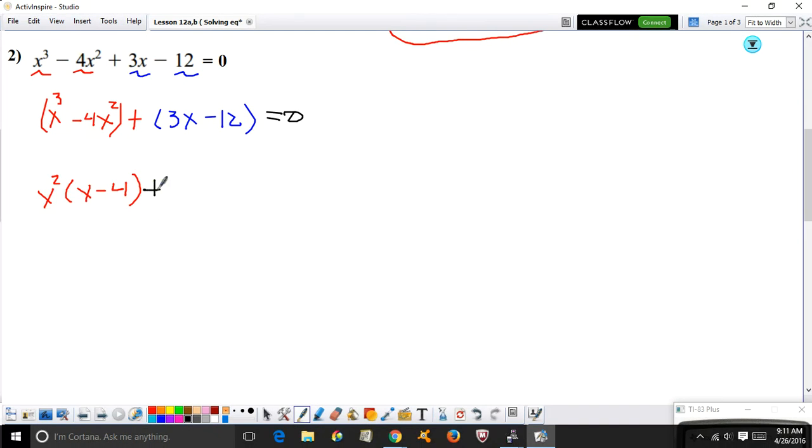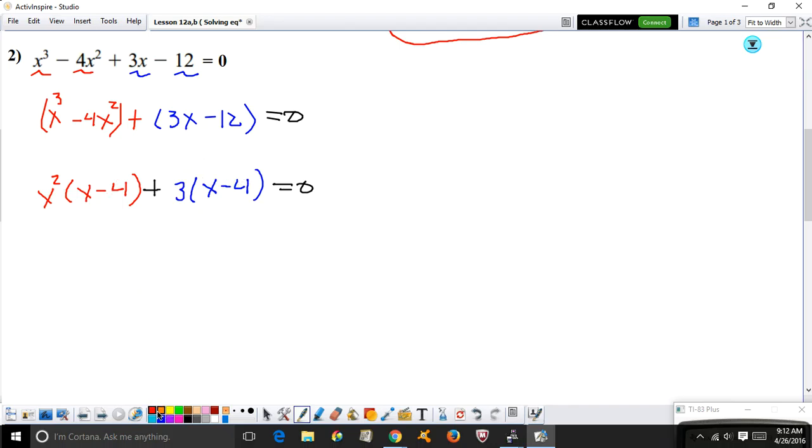plus, let's see, what is the greatest common factor on the second group? Well, I see that I can factor out a 3. So 3 times x minus 4 equal to 0. Okay, so what do you notice now? Do we have to make any changes here? Nope, they have the same parentheses, so we're okay.